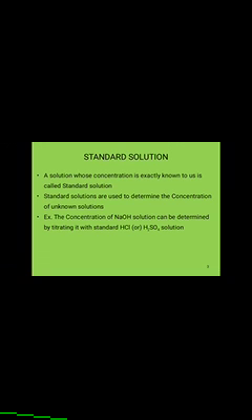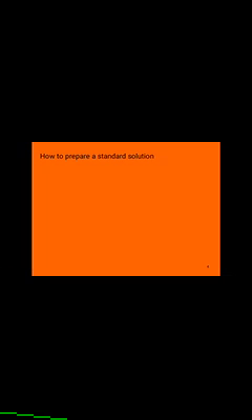Example: the concentration of sodium hydroxide solution can be determined by titrating it with a standard HCl or H2SO4 solution. Already this can be discussed in the laboratory also. Standard solutions are prepared by using volumetric flasks or standard flasks. This can be done in the experiment in our syllabus in the laboratory. Next is how to prepare the standard solution. This is very useful in the lab also.